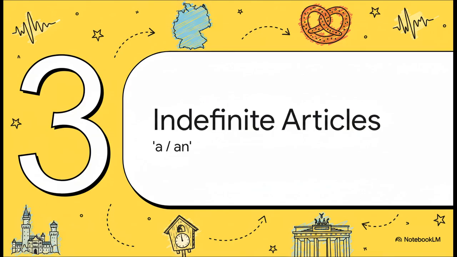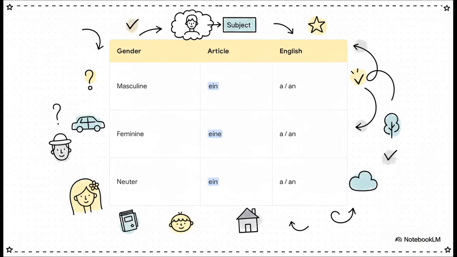Awesome. But what if you're not talking about the man, but just a man, a general one? Well, for that, we need what are called indefinite articles. In English, that's just a or an. Okay, here they are for the nominative case. For masculine nouns, we use eine. For feminine nouns, we use eine. And for neuter nouns, we use einigen.